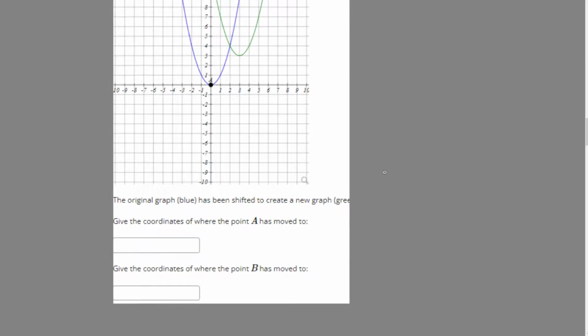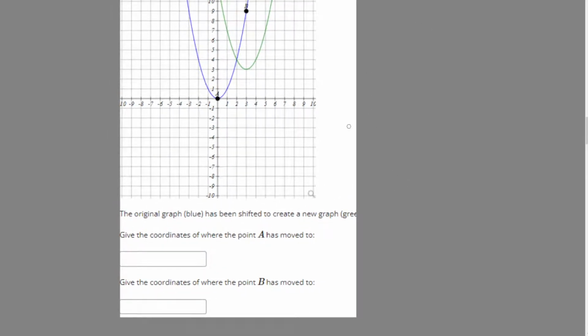Now the original graph, blue, has been shifted to create a new graph. And now we want to give the coordinates of where point A has moved to. So we want to say, okay, where did this move to? And it looks like it moved up to 3, 3. You can tell because of the shape of the graph, this is where the turning point is, right?